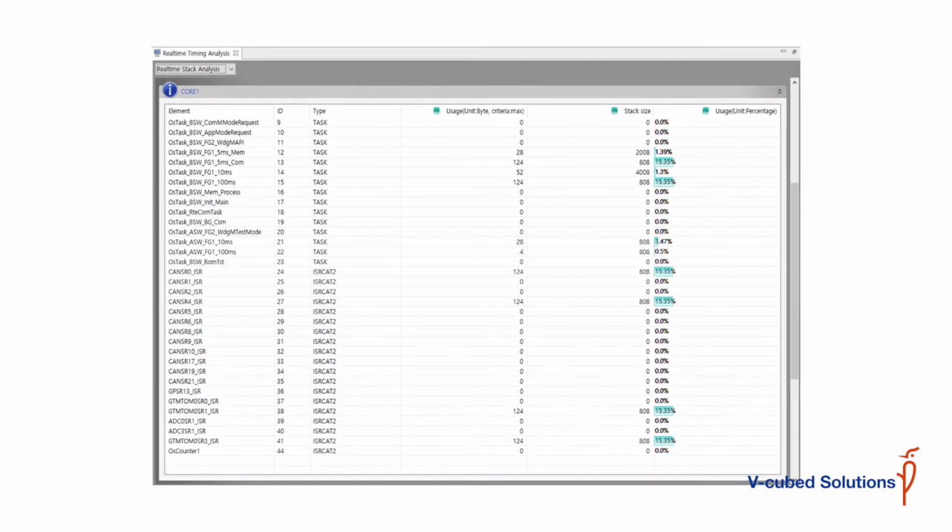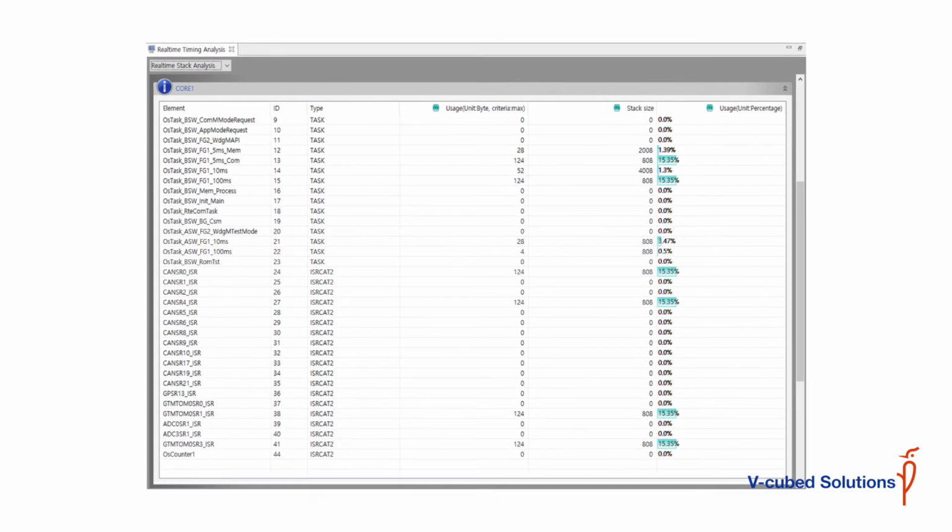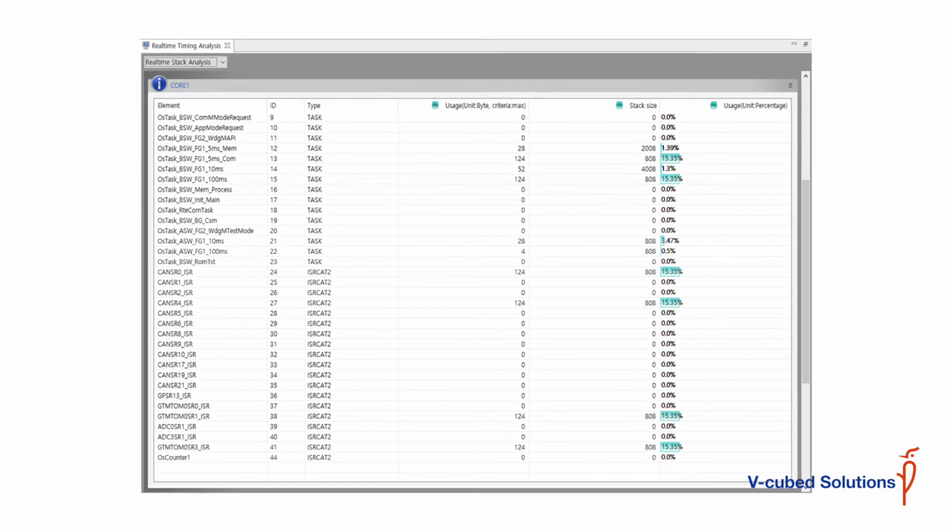And now for the memory usage, it shows the maximum memory usage, again, for each task and interrupt and OS process.